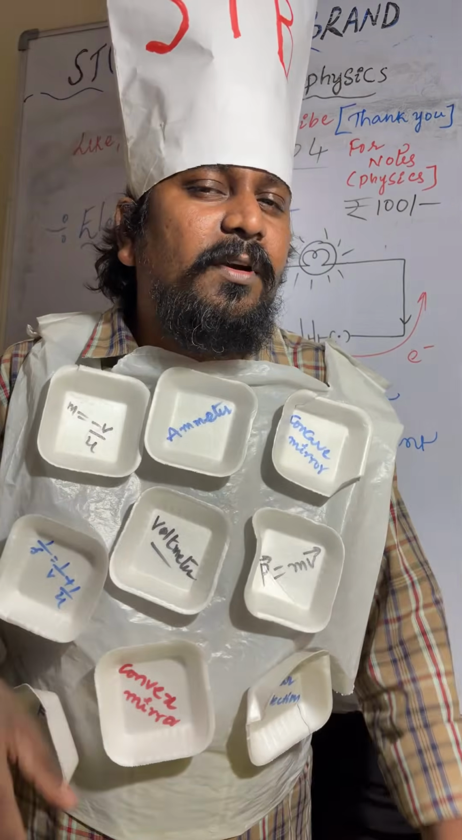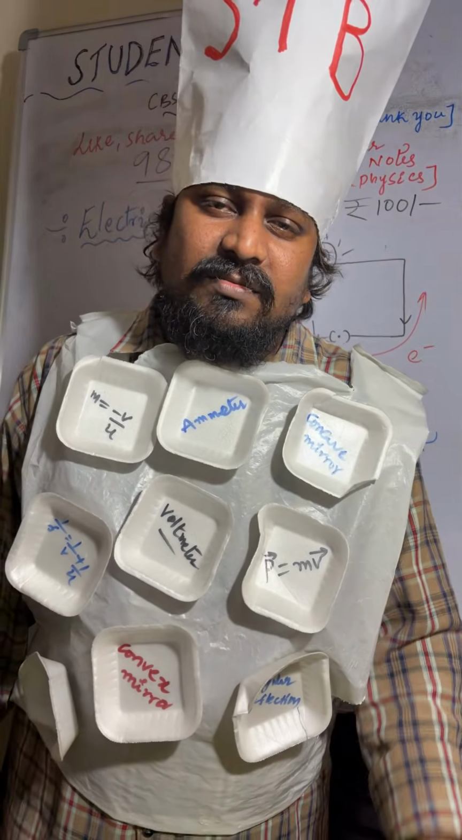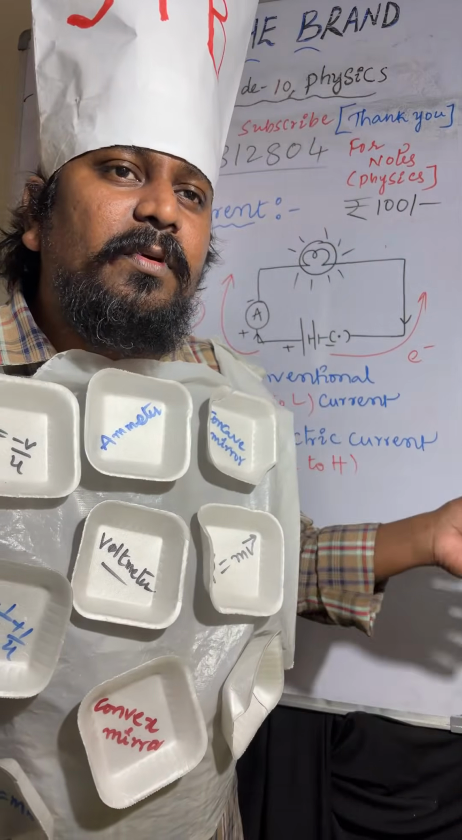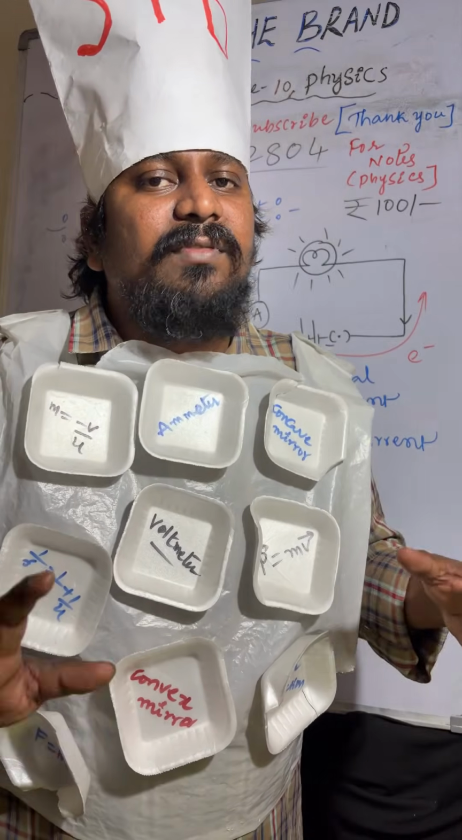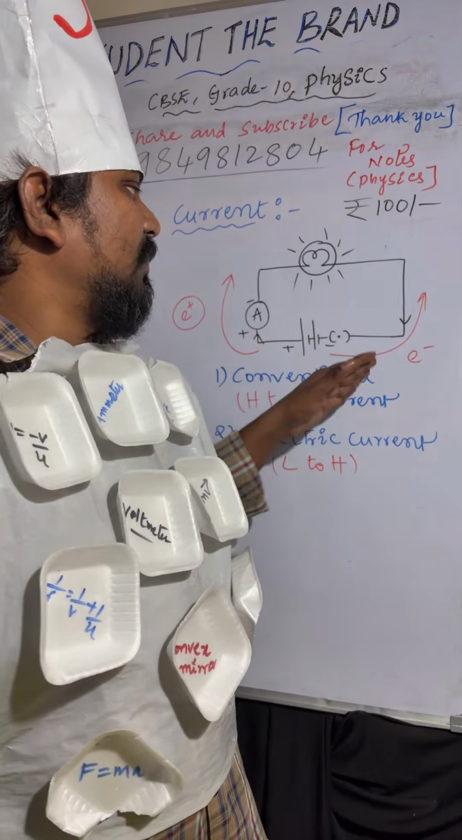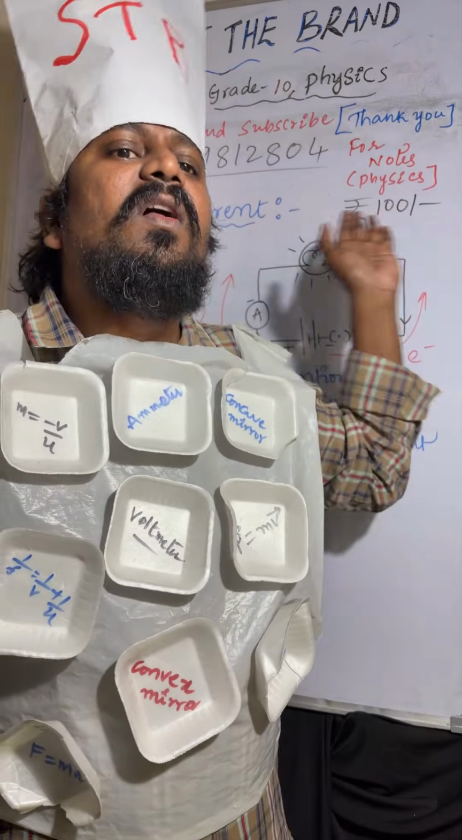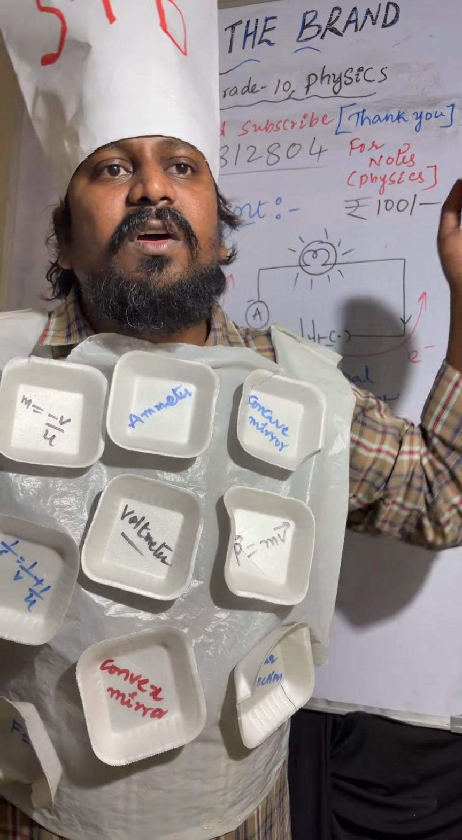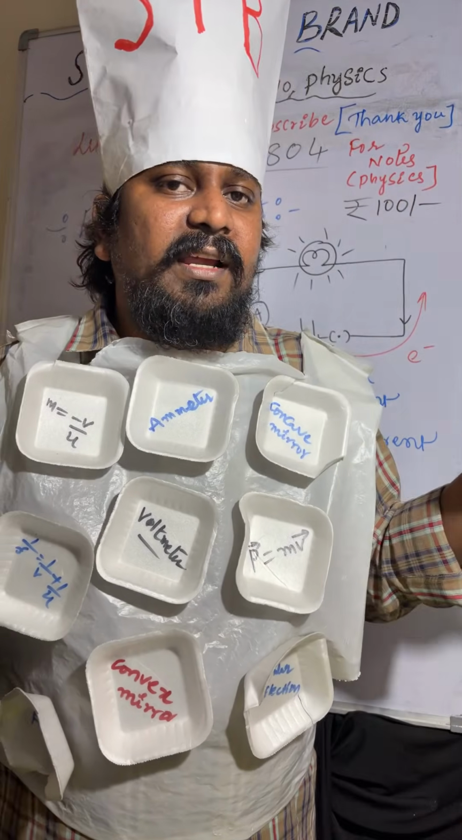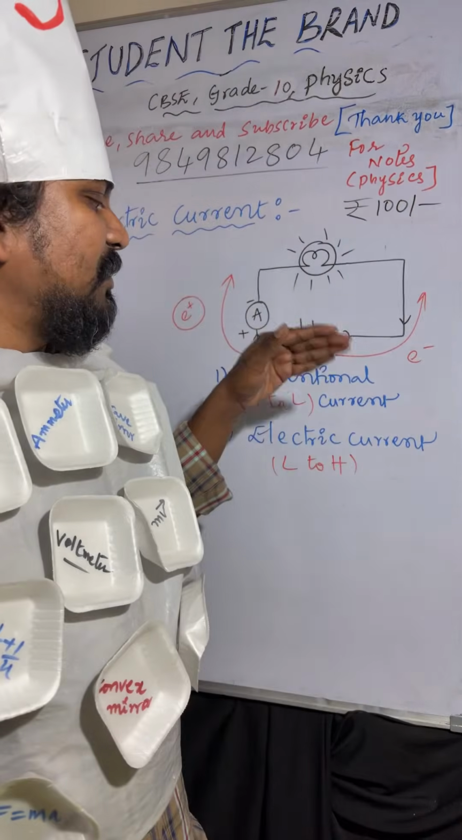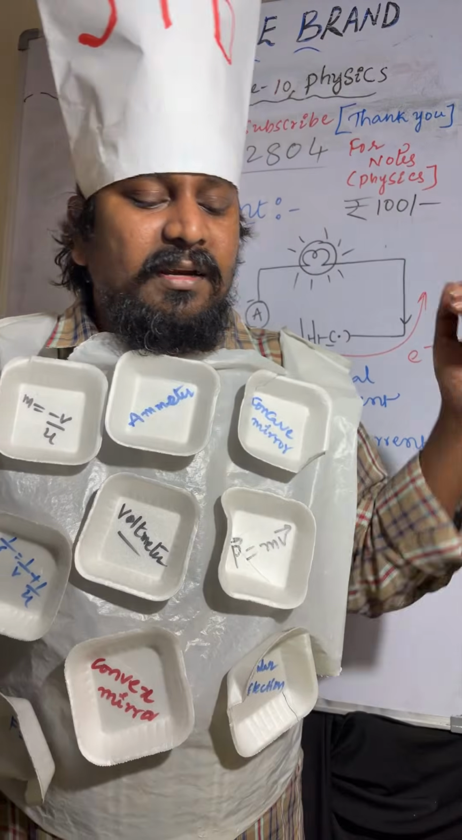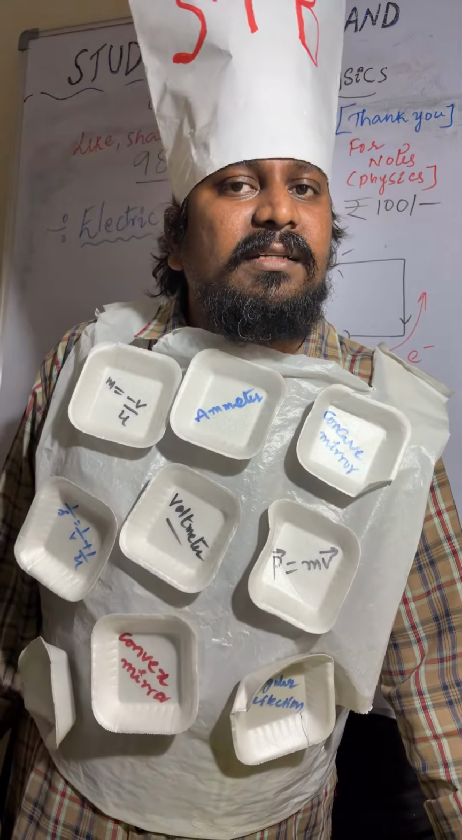Is it possible that the electrons will move from high potential to low potential? No. Electrons only move from the negative terminal to the positive terminal, which is nothing but low potential to high potential. I hope it is very clear. So this is about conventional current and electric current.